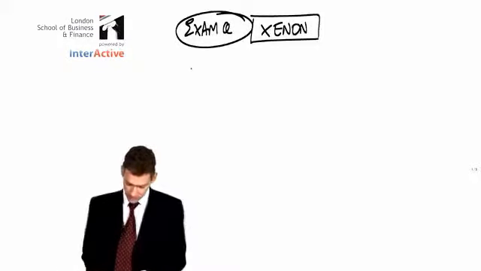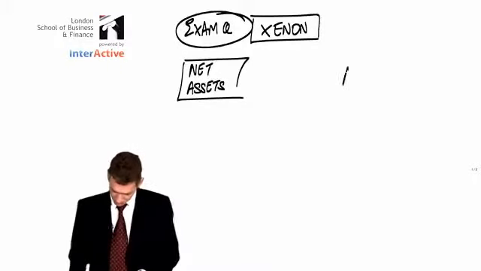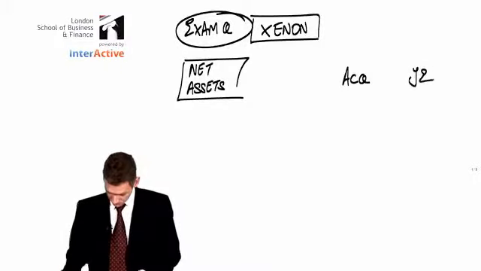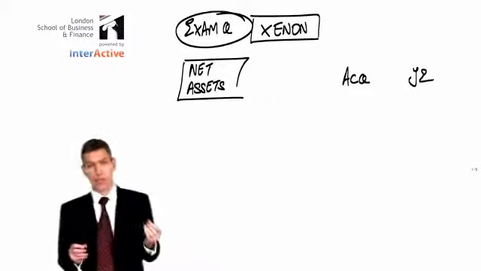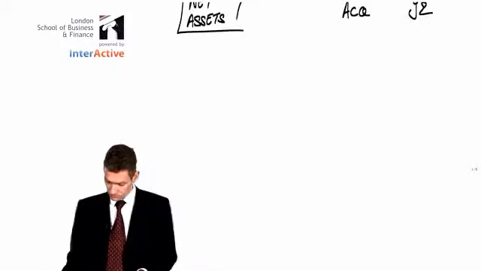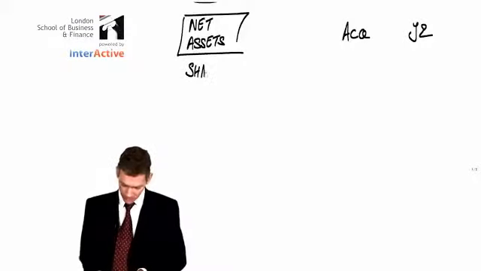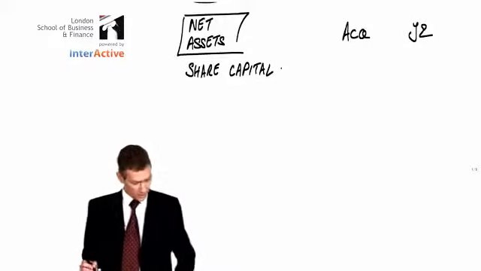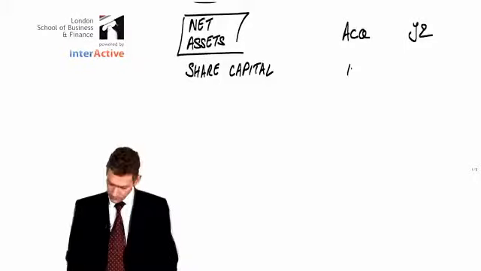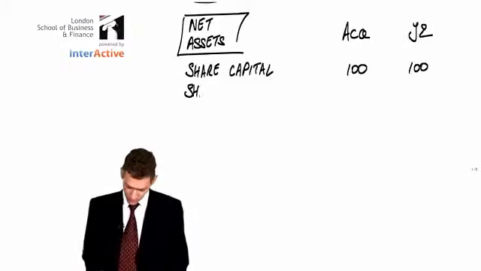And we start with the net assets, as we always do. We want to know how big the net assets are at acquisition, as at the start of the year, and as at the year end. We do that doing the equity method, starting with the share capital, which hasn't changed. The share capital in the sub is now 100, and that's what it would have been 12 months ago. And share premium won't have changed either.